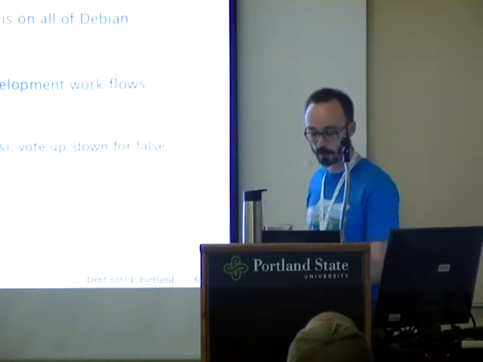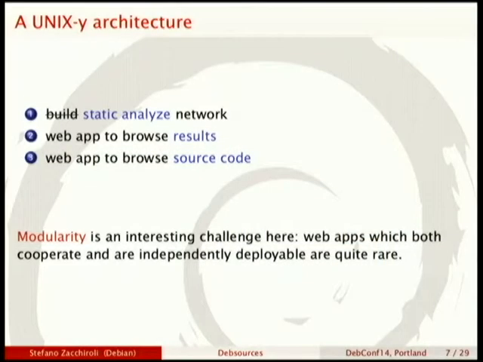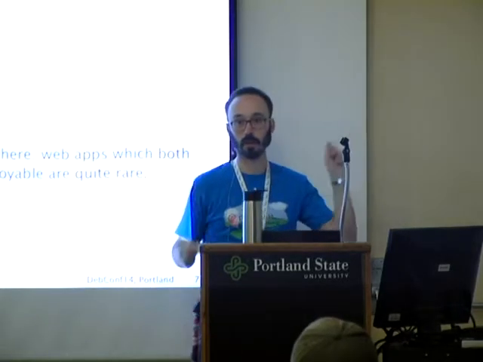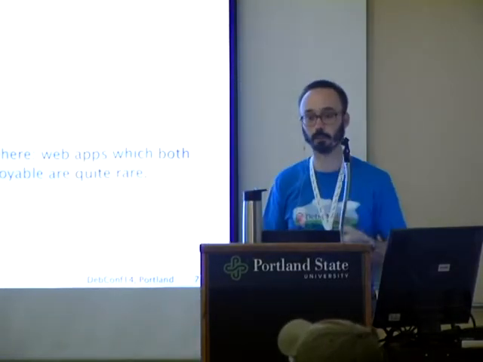So this was our initial motivation. To do that, what we wanted was not to implement a single thing that would do all of this, but to have some sort of Unix-like architecture with small parts that do a single thing and do it well. So we wanted a network, essentially a rebuild or static analysis network that will keep up with Debian uploads, a web app to browse the results, and a web app to browse specific source code, pointing to the lines which are affected by the issues.